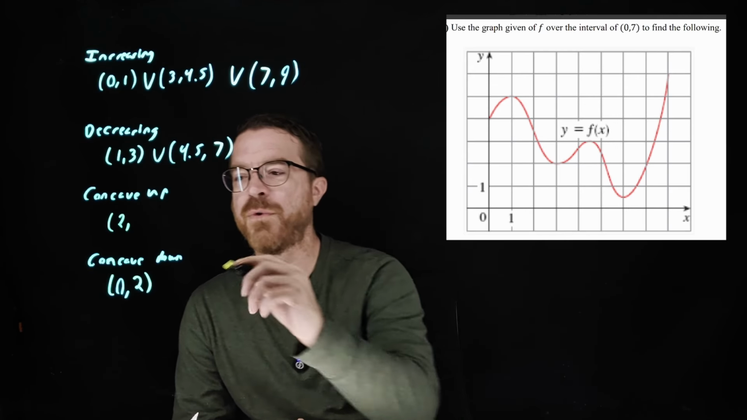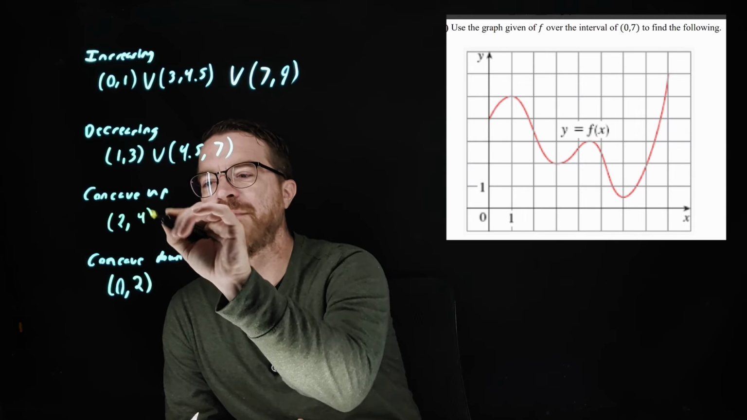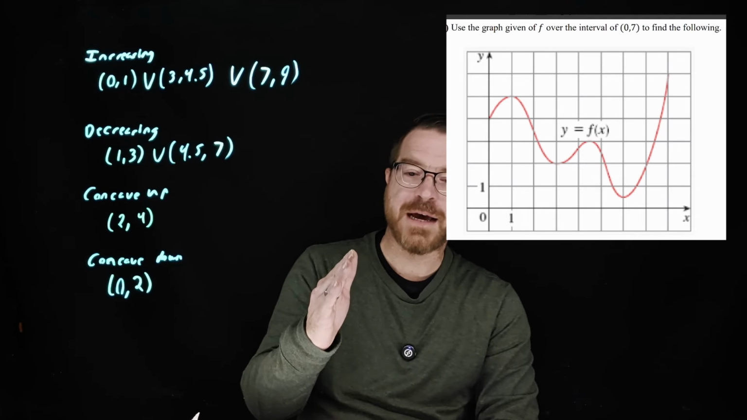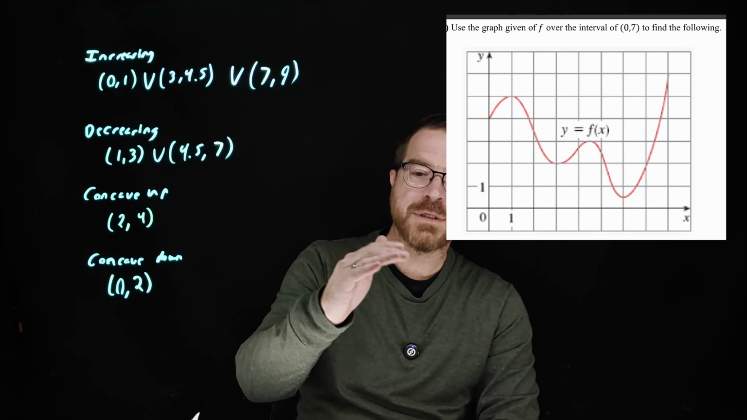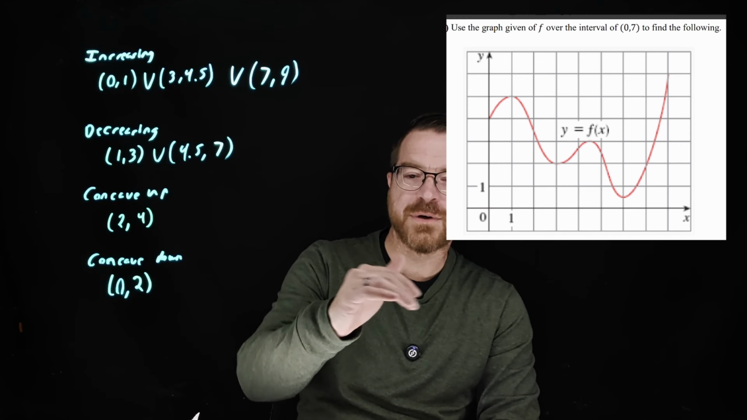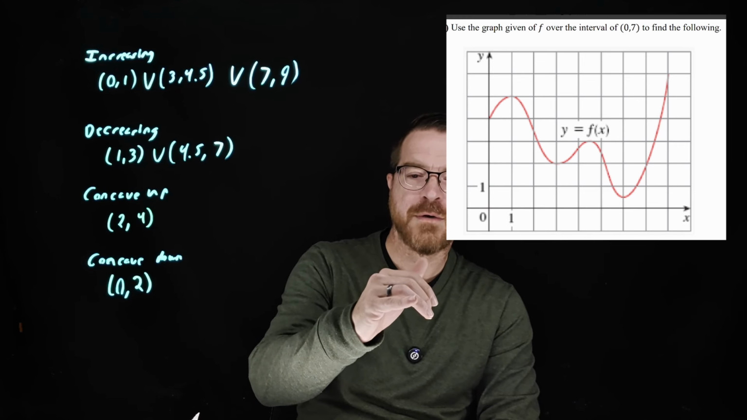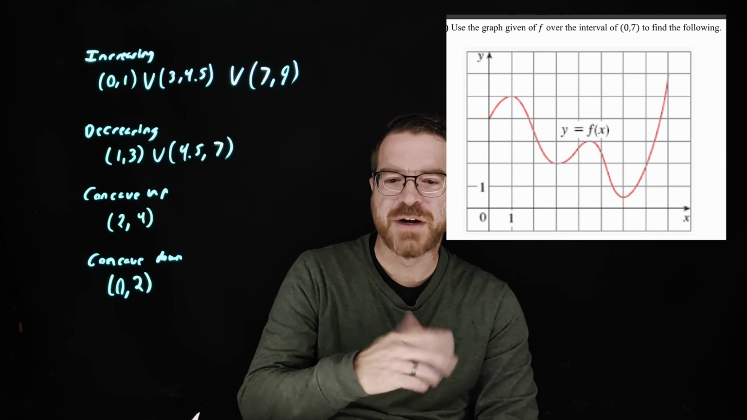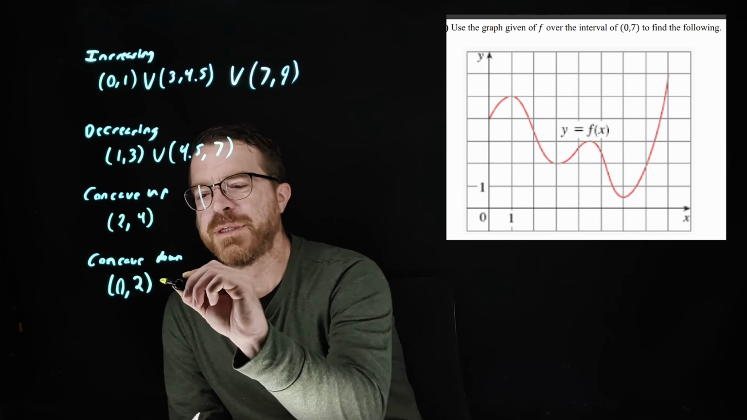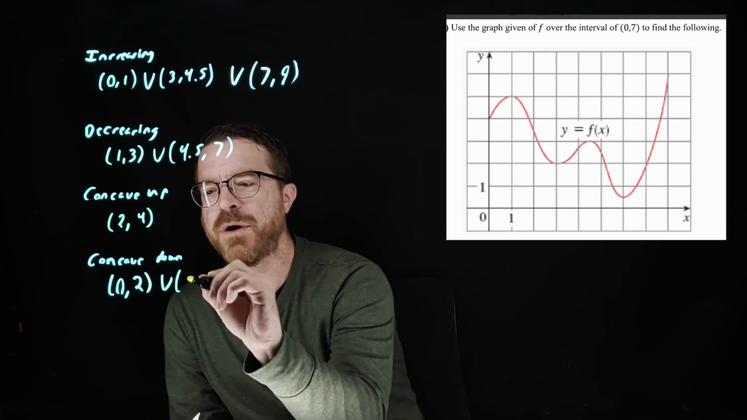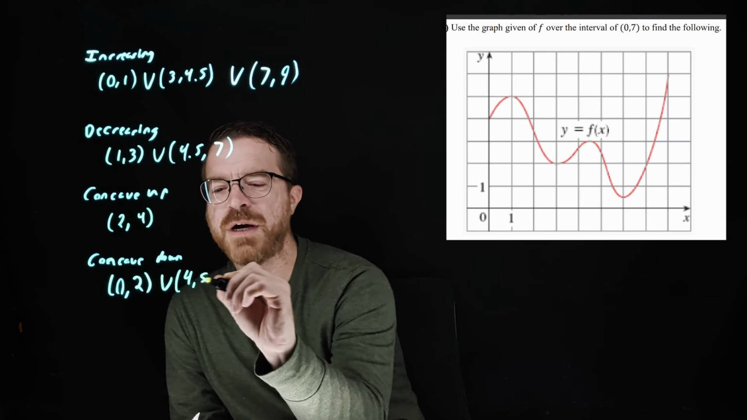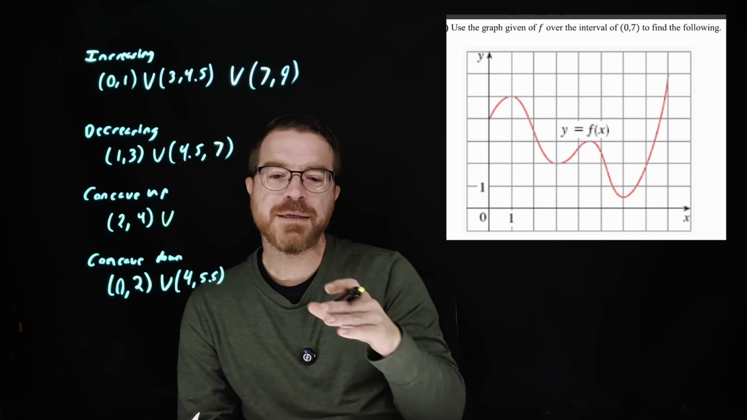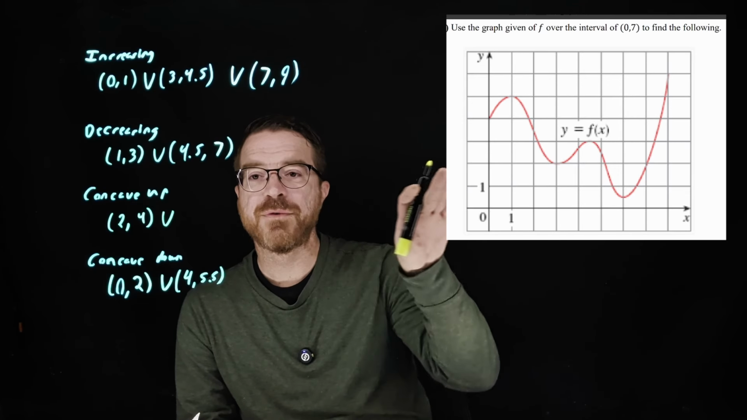So I'm just going to put 4 for where it is concave up until. Once we hit 4, it's now concave down. So from 4, and then it looks like it's until a little bit after 5. So I'll put, I don't know, 5.5. So this is going to be concave down from 4 to 5.5, and then it's going to be back to concave up from 5.5 for the rest of the graph.